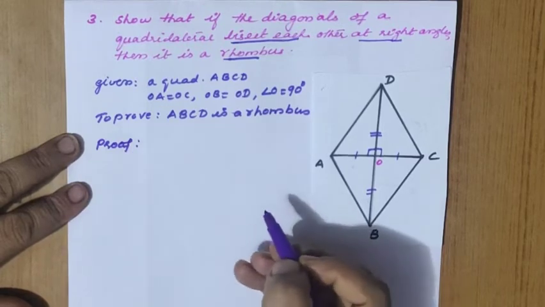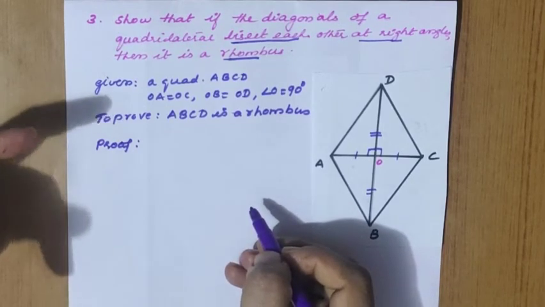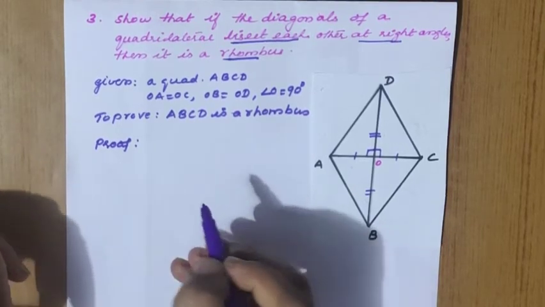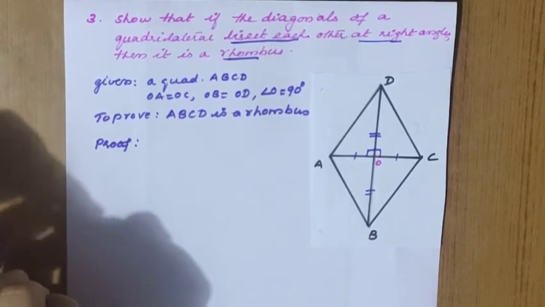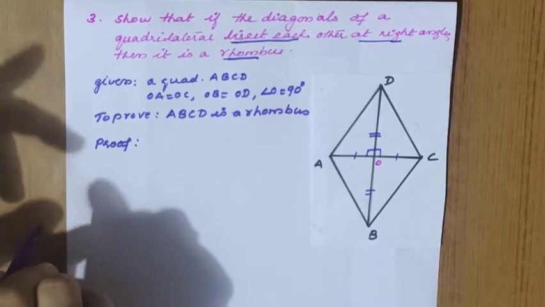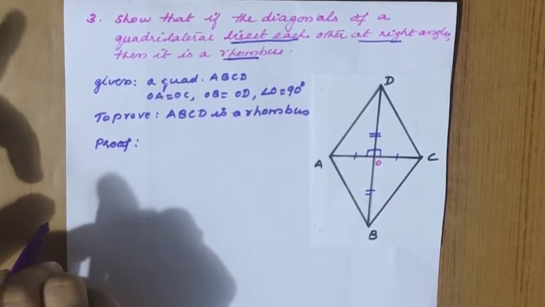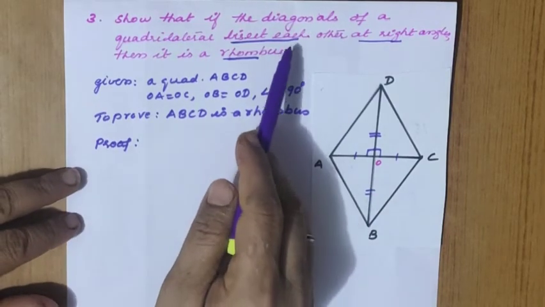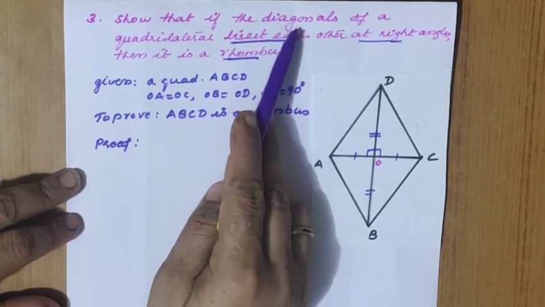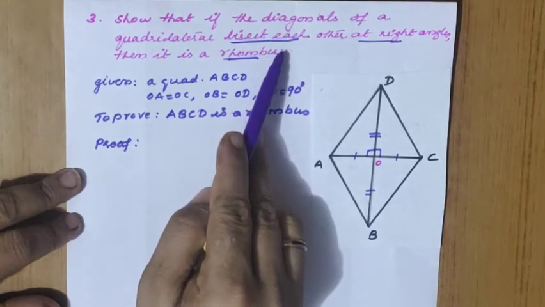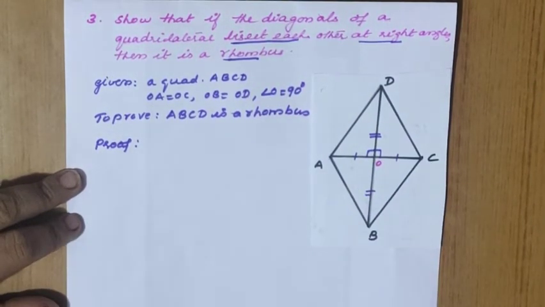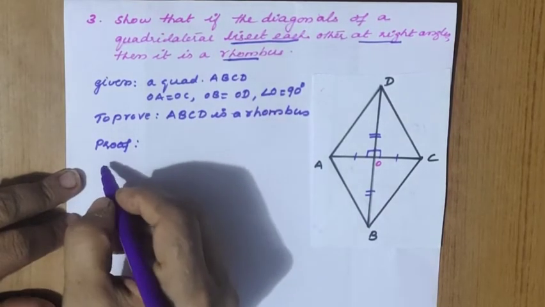See, we have learned many theorems before starting the exercise 8.1, right? In one of the theorems it says that if the diagonals of the quadrilateral bisect each other, then it can be called a parallelogram. So we can use that concept here. The diagonals of the quadrilateral bisect each other. Naturally, this quadrilateral is a parallelogram now, right?